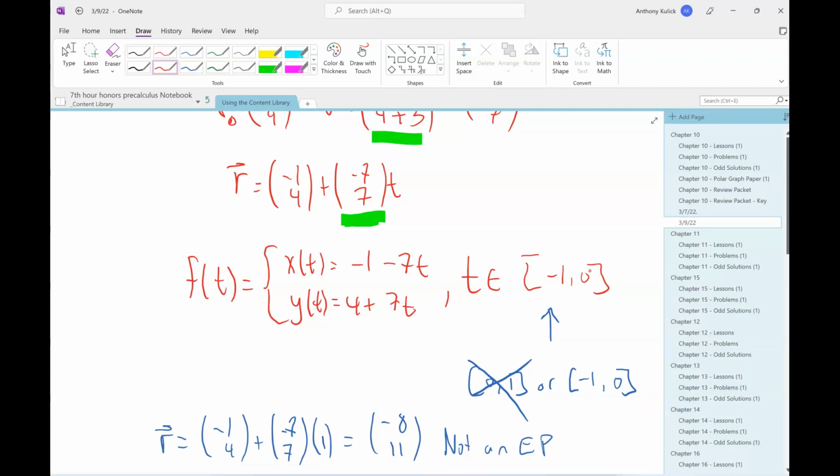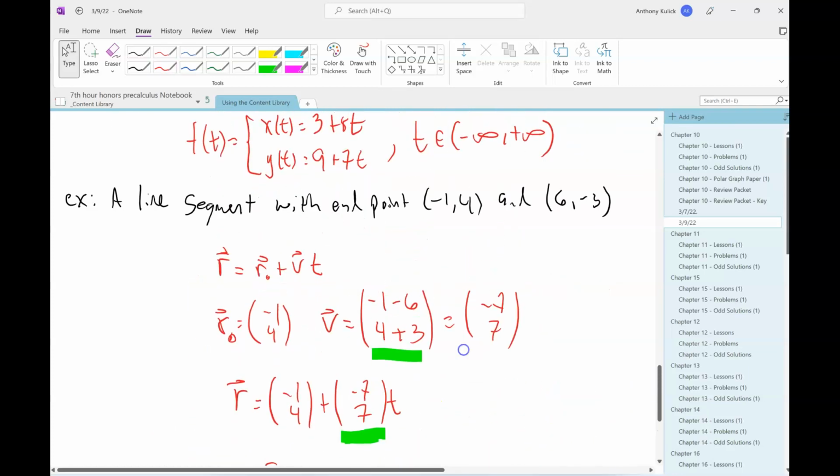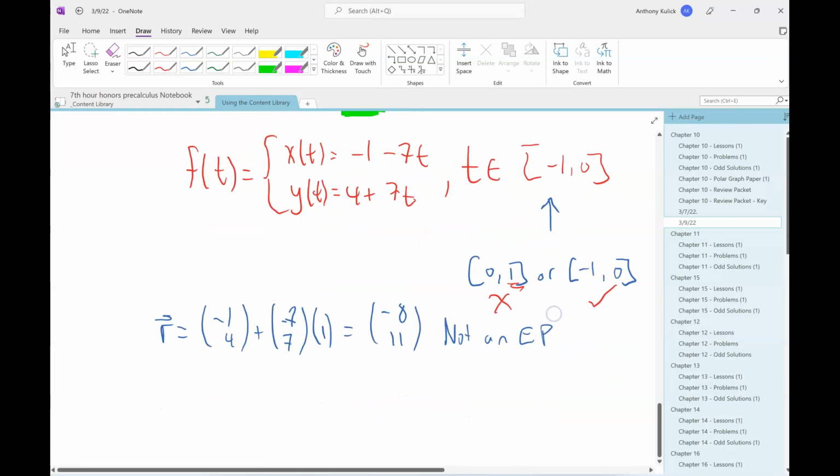John? That thing, the 0, 1, or -1, 0, is that consistent for all line segments? As long as you're using the vector equation for a line, yes. And how did you know it was -1, 0? Because when I did 1, I didn't get an endpoint for my graph. Okay, the other endpoint.